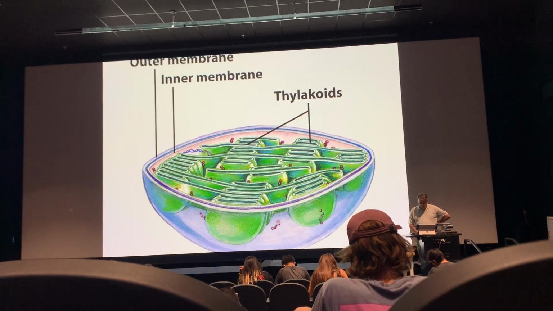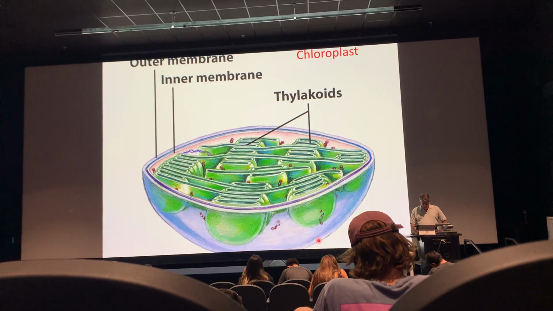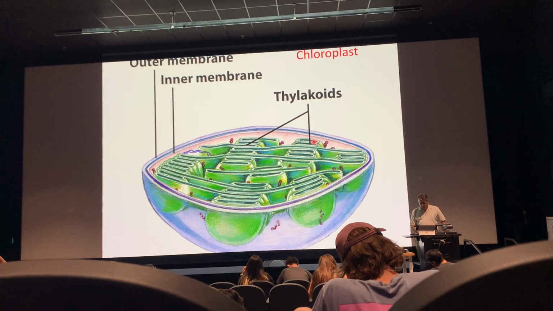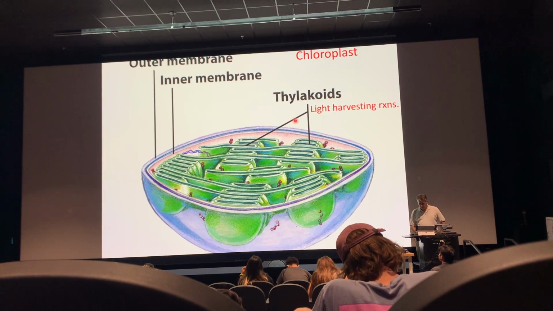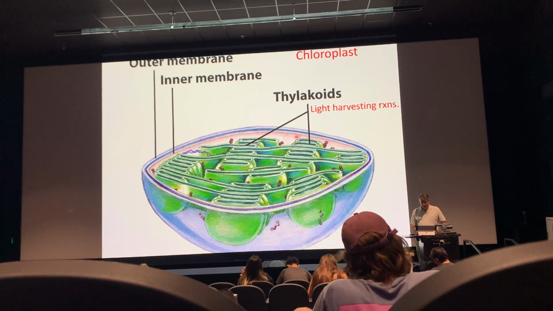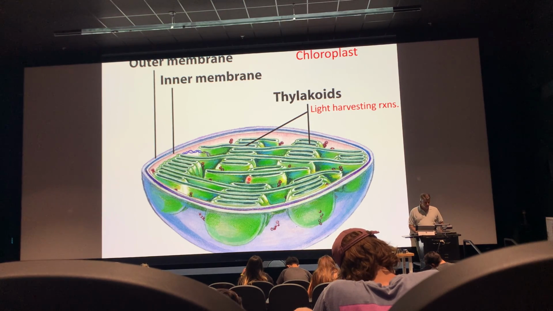So here is an artist's rendition of a chloroplast. And what they are doing is cutting it in half. And so you can see that there are these thylakoid membranes. These are bilayer membranes. And this is where photosystems 1 and 2 are embedded in these membranes. Thousands of these are embedded. PS1, photosystem 1, PS2, photosystem 2, thousands of copies of each are embedded in those membranes.